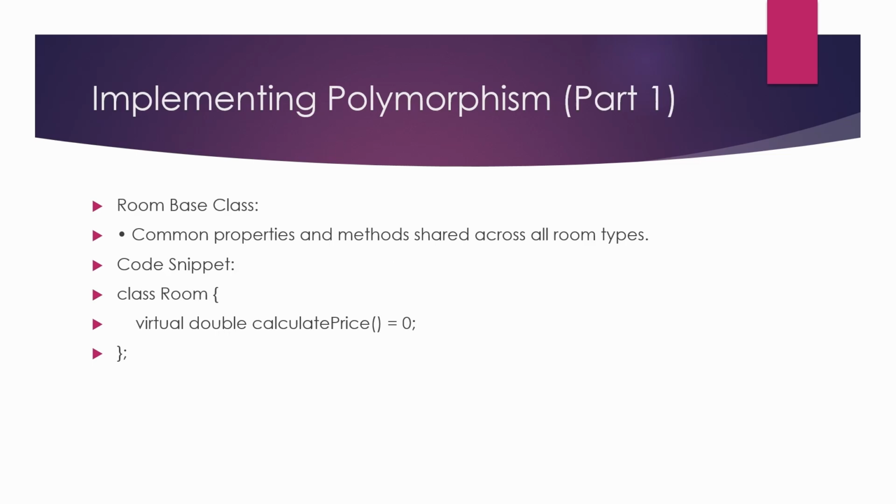To implement polymorphism, we first create a base class Room that contains a method calculate price, which will be overridden by each derived room type. This ensures that each room class can have its custom price calculation method. Let's look at the code snippet for the base class.